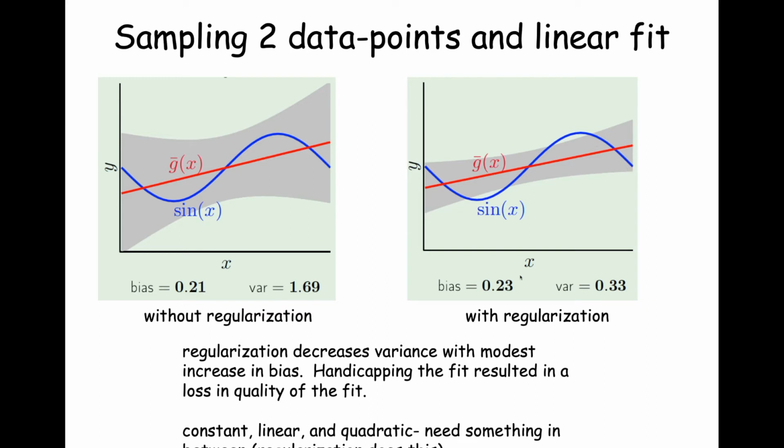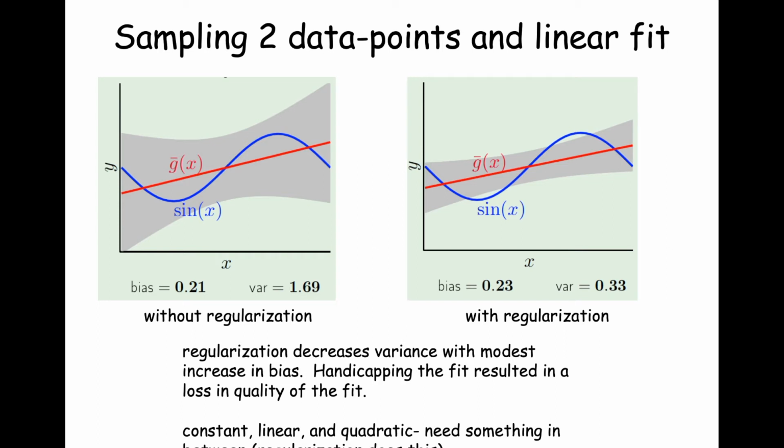And if we add bias to variance, we'll see that this regularized version is superior in its performance because it's much less. Okay, and so regularization decreases the variance with a modest increase in bias, and essentially by handicapping the fit, it resulted in a loss of quality of fit, but we more than paid for or benefited by handicapping the fit by lessening the variance.